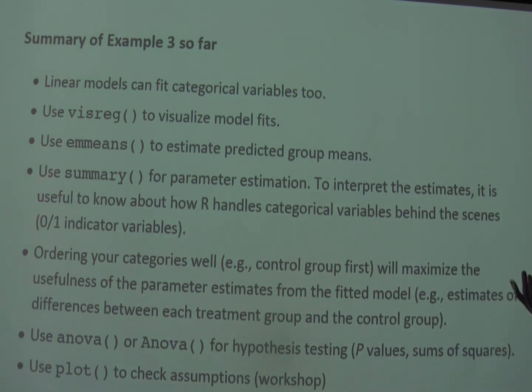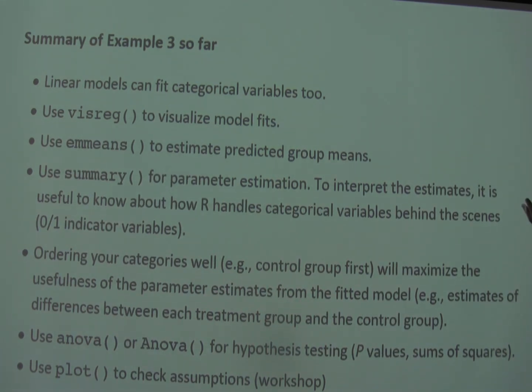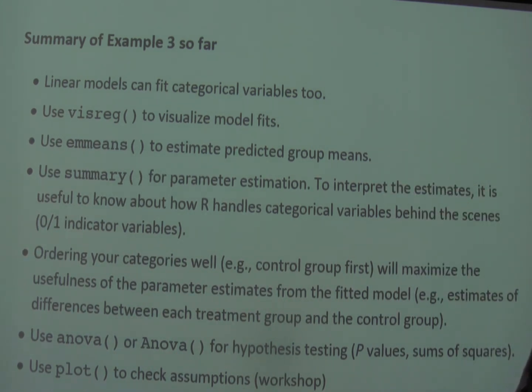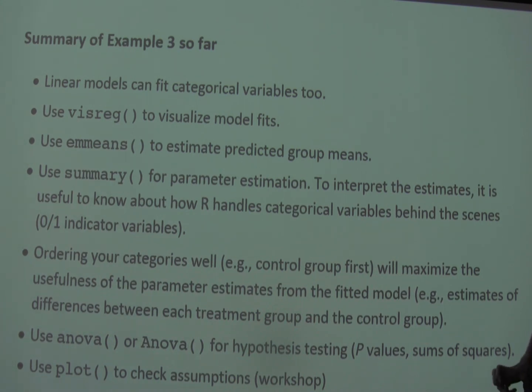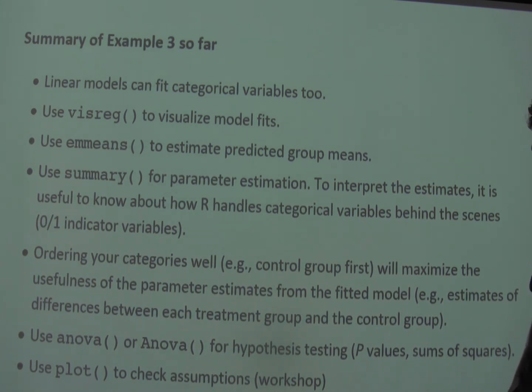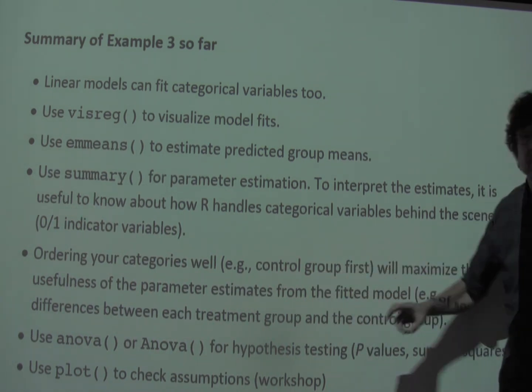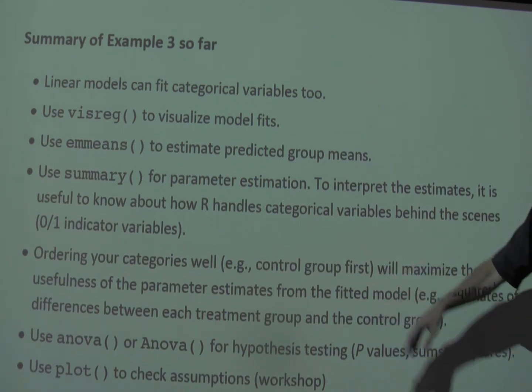Okay, linear models can fit categorical variables too. Use VisReg to visualize the model fits, and EM means to estimate the group means. And it's the model fitted means that are estimated. Use summary for parameter estimation. To interpret the estimate, it's useful to know how R handles the categorical variables behind the scenes. And for a single factor ANOVA, the intercept is the mean of the first group and all the others are differences. And the reason that can be useful is that you can designate your first group as the control.